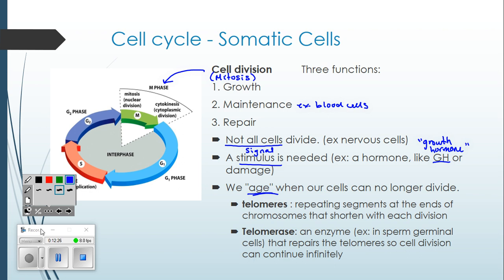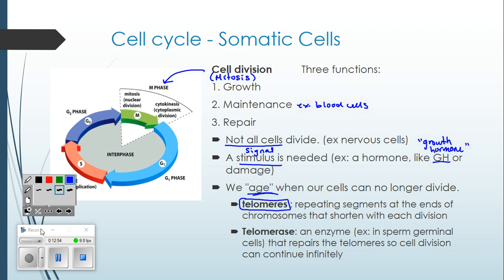You have something called a telomere at the end of each chromosome. So it's this little repeating segment at the end of a chromosome, and every time the cell divides, the telomere gets a little bit shorter. Eventually, it gets so short that it's not there anymore and your cell can no longer divide.